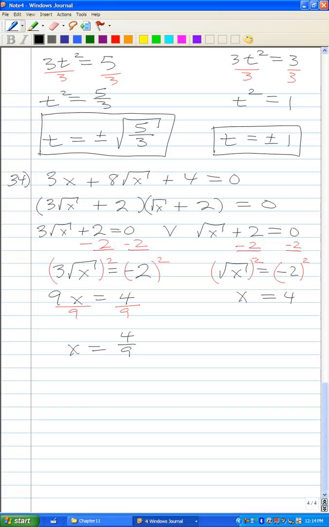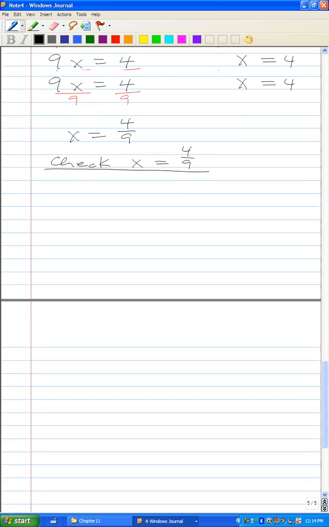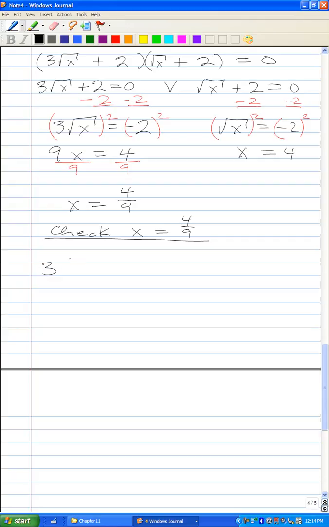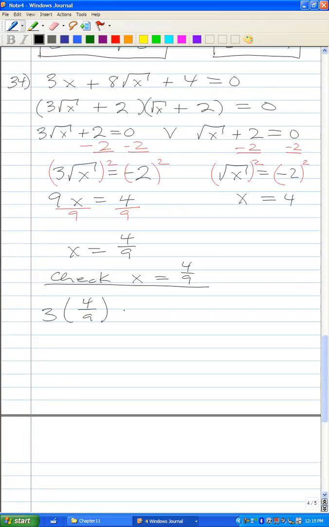But now, since you're solving a radical equation, I have to check. Remember, you always have to check radical equations. So let's check if each of these are correct. Let's check x equals 4 over 9 in the original equation. Is 3x plus 8 radical x plus 4 equal to 0?